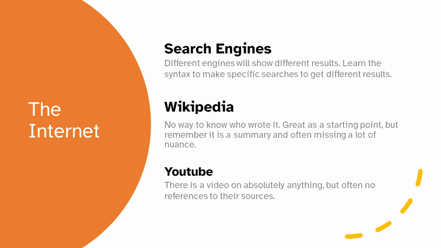Wikipedia is another great tool with some important caveats. You can never know who wrote an article, and it's important to remember that each one is a summary of a vastly deeper topic. However, it is fantastic for quickly jumping between related topics, and finding the terms and details you need to know to search elsewhere. YouTube has videos on practically anything, but very few videos reference their sources, so it's really important to check the accuracy of the details elsewhere.